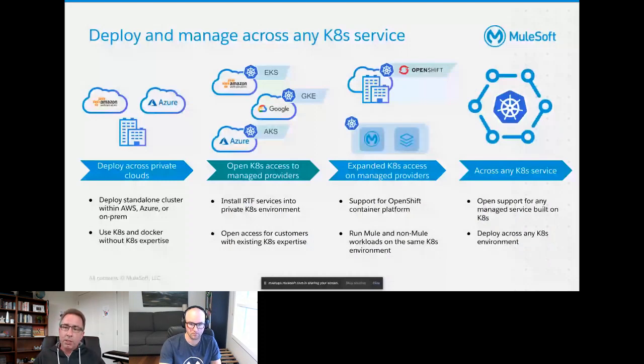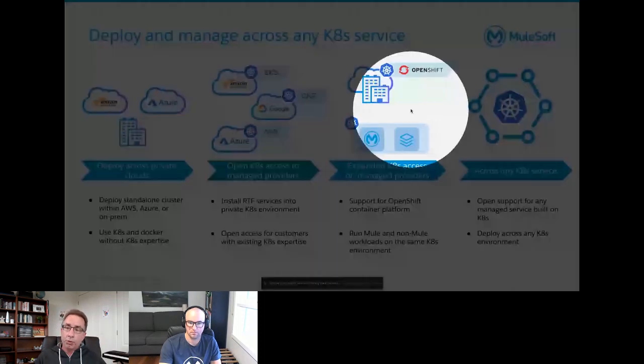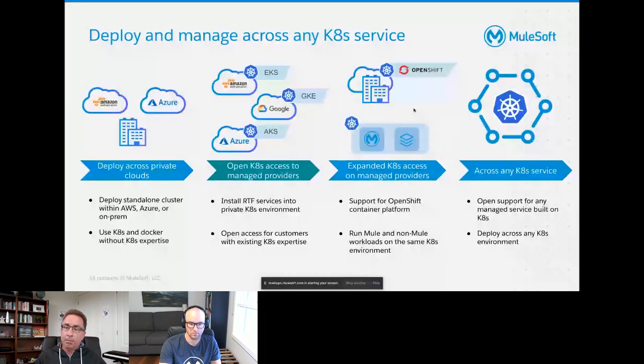Going forward, and this is future looking, not current state, we will also introduce support for OpenShift and distributed Kubernetes workloads. The future will be that any Kubernetes service our customers are using should support Runtime Fabric as well. At the moment, we're at this point here: EKS, GKE, and AKS. I think at the moment we're only supporting EKS and AKS. GKE is on the immediate roadmap.